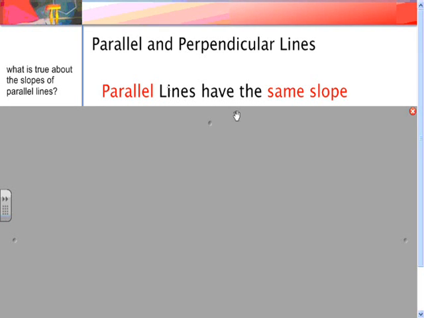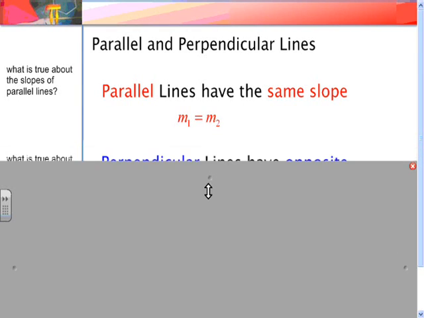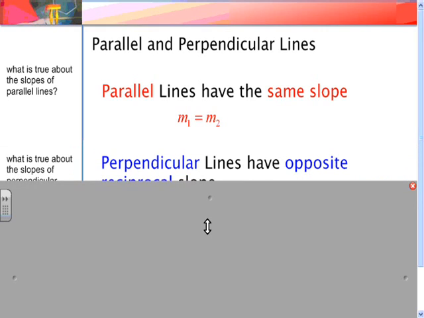Parallel lines have the same slope. And of course that makes sense because slope measures how steep a line is. So if two lines have the same steepness, then they're never going to intersect and are going to be parallel. So one way I represent that is M1 is equal to M2. That just means the slope of the first line, the 1, is equal to the slope of the second line, the 2. So on the left here, what is true about the slopes of parallel lines?